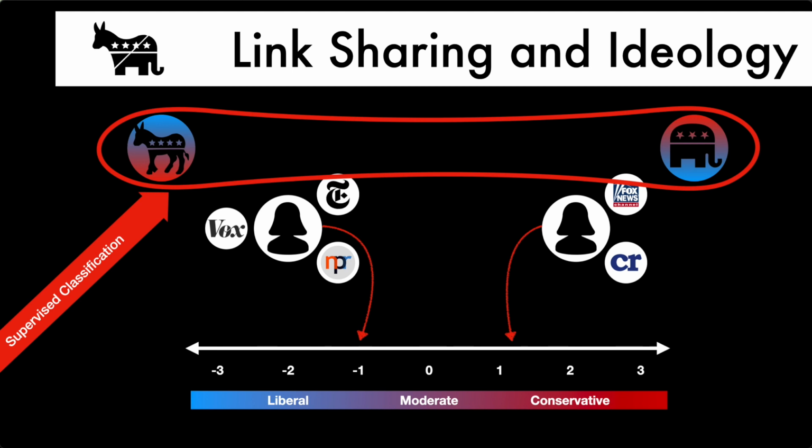Given some behavior, say we look at Congress, we know everybody's political party affiliation in Congress, and we want to predict what a political party affiliation might be for some new user based on their behavior, what news sources they share compared to what news sources Congress people share.